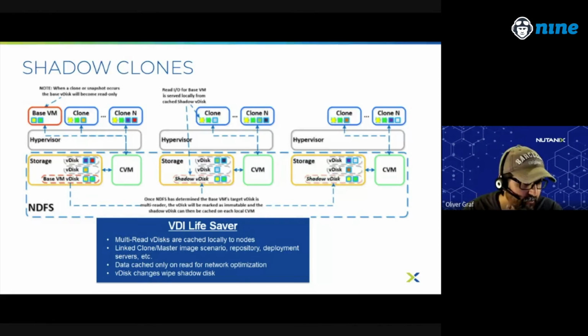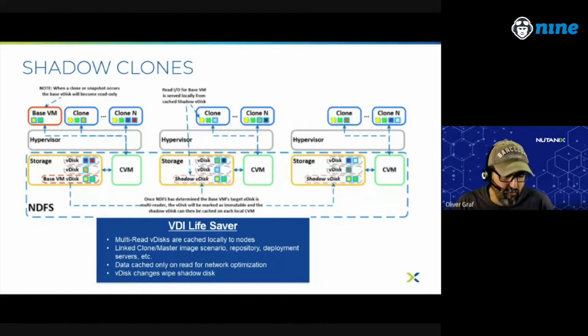Then shadow clones. Shadow clones significantly improve performance by caching virtual machine data across the Nutanix cluster. Unique to Nutanix, shadow clones benefit scenarios where there are multiple VMs reading a single source of data, such as deployment servers and repositories. VDI deployments, where many linked clones forward read requests to a central master, are an ideal example.